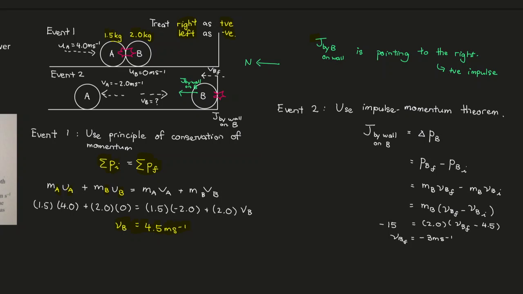Be very careful with the signs in chapter 3. Negative for left and positive for right is usually what we do, and be careful with whether the impulse is by what, on what. You have to determine it carefully, because the impulse momentum theorem says the impulse experienced by an object equals the change in momentum of that object itself. I repeat, the impulse experienced by an object equals the change in momentum of the object itself. So that's how you solve the question.